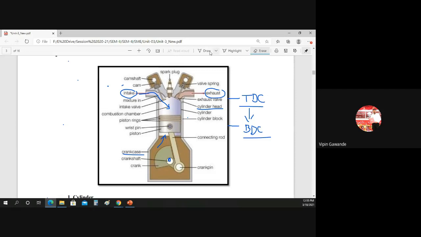If I draw the diagram here, this is your cylinder, this is your cylinder head, and on the cylinder head we have the exhaust. This is our intake, inlet. Then here we have the inlet valve and this is our exhaust valve. So that is how it is maintained.